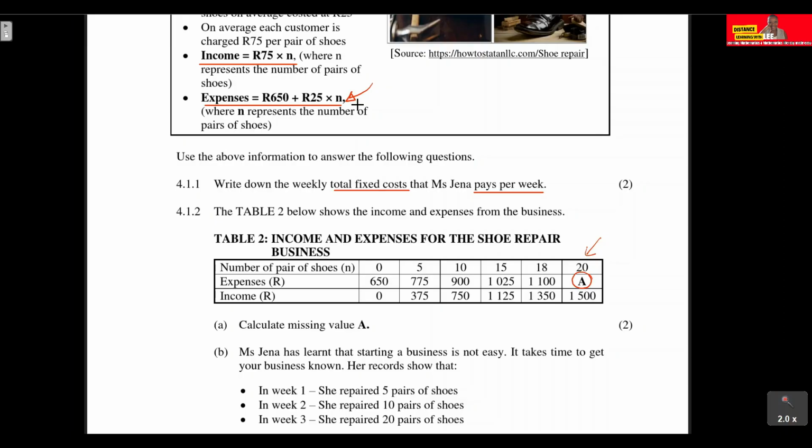So we're going to use this formula to help us determine the missing value A, because the missing value A is the expenses. We're going to substitute our n into the formula. Remember, n stands for the number of pairs of shoes, and we already know that in this column the number of pairs of shoes is equal to 20. So when we see the n, we're going to substitute 20 and determine what the expenses are. Let's quickly do that.